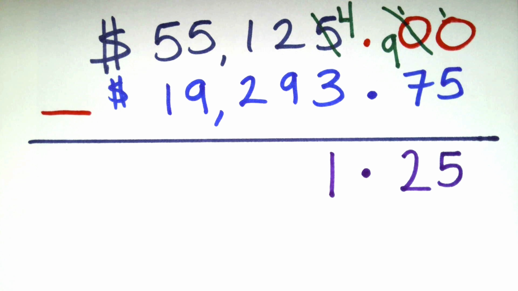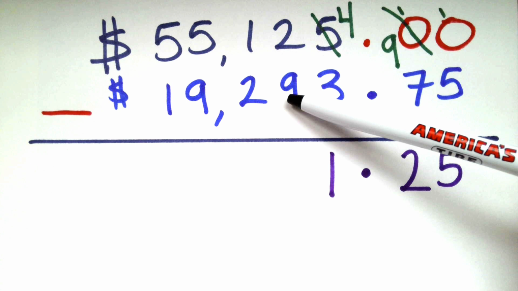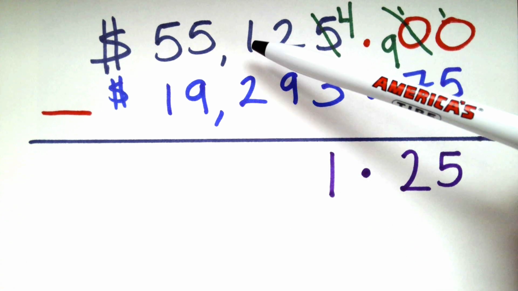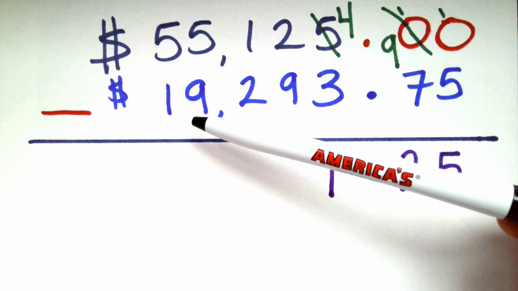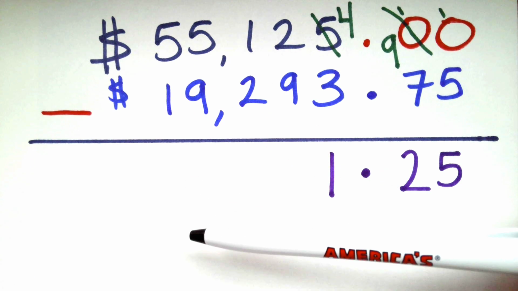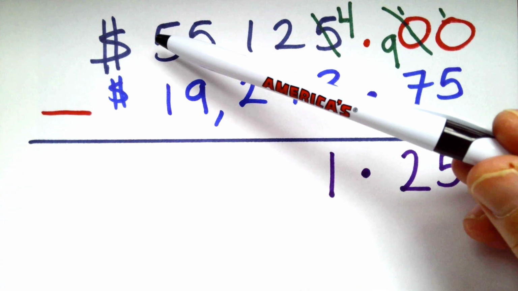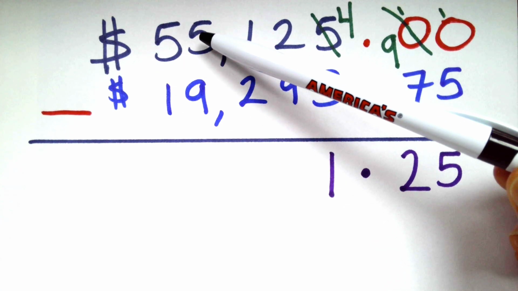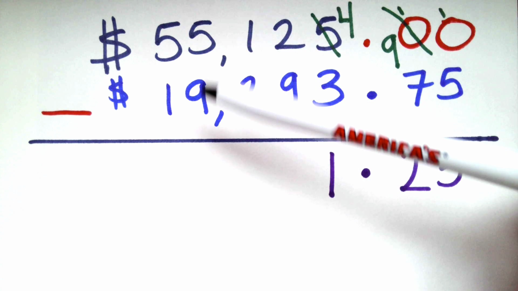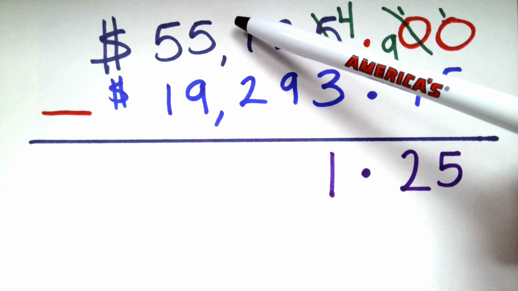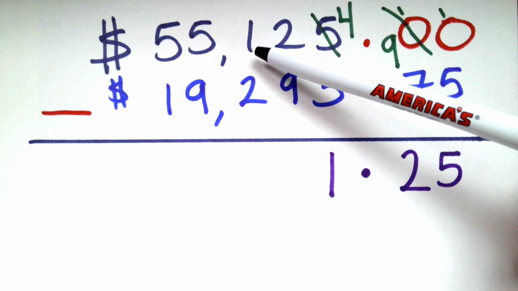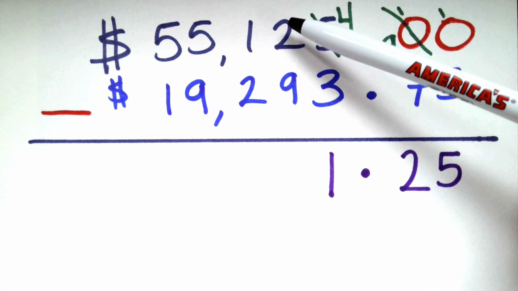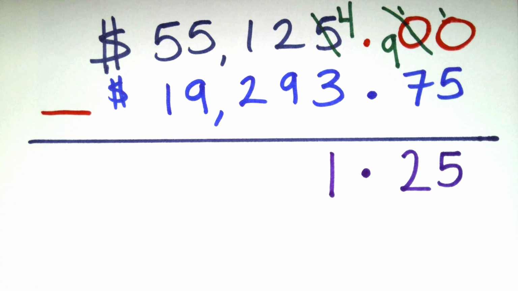Now, whoa, wait a second. Can I subtract 9 from 2? No. Can I subtract 2 from 1? No. Can I subtract 9 from 5? No. So I'll have to borrow from the 5, which turns it into a 4. That'll make this 15. I have to borrow from the 15, which turns it into a 14 and makes this 1 an 11. And finally, I have to borrow from the 11, which turns it into a 10 and makes that 2 a 12. Let's take a look at that. Then I can subtract all the values.